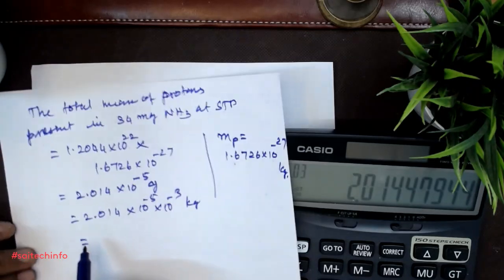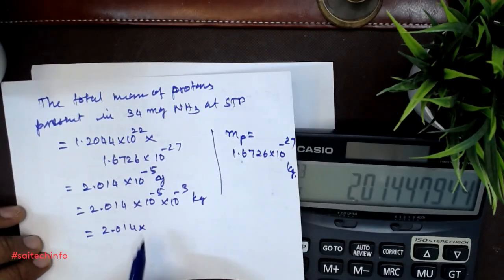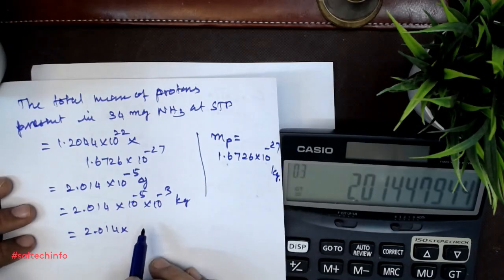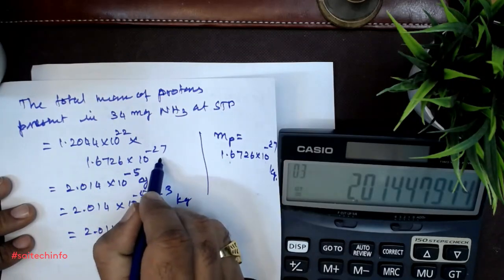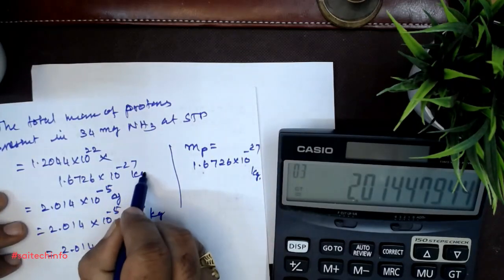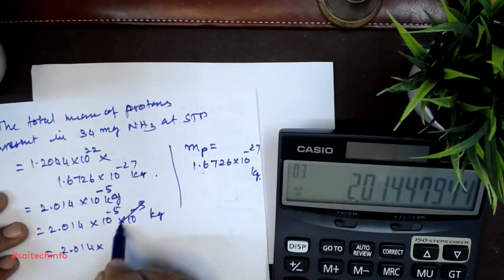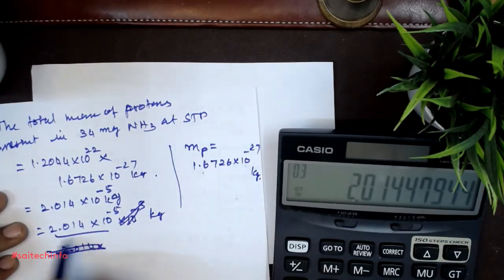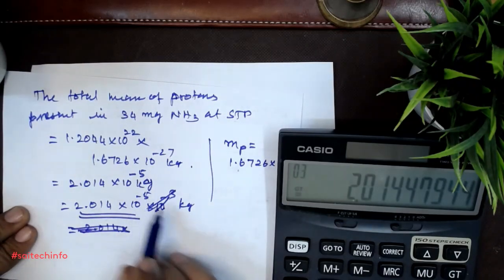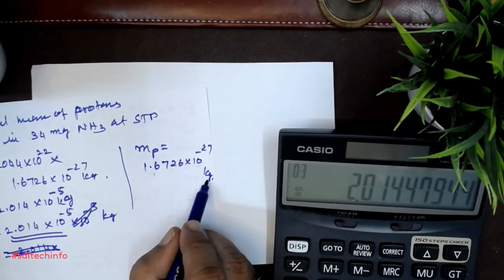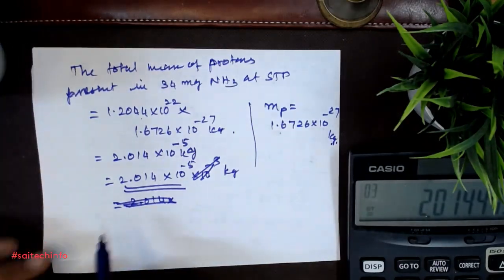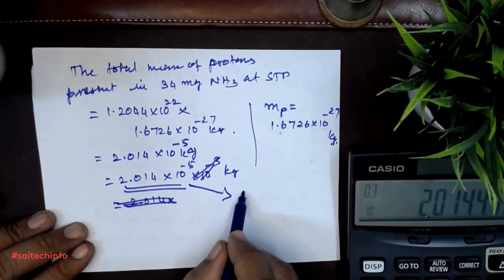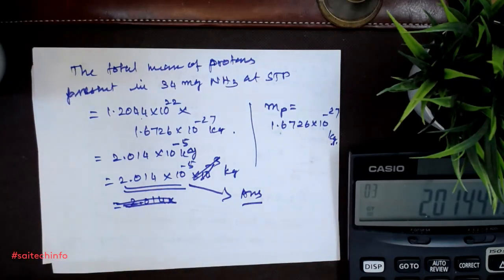So that is equal to 2.014 into 10 power... after all this is in kg, okay, please note down, this is already in kg only, okay, please correct it. So it is 10 power minus 5 kg, because this is given in kg and this is a mere number. So the final answer is 2.014 into 10 power minus 5 kg.